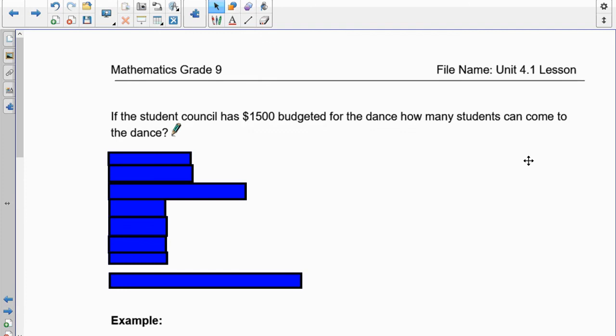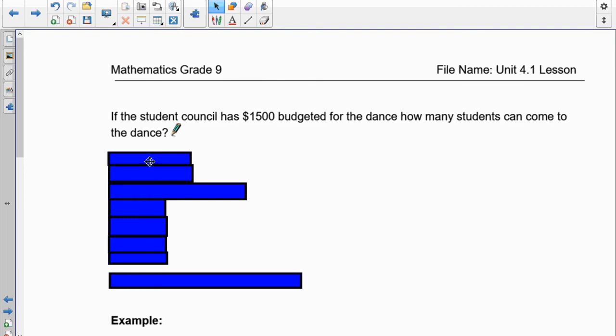Now, if the student council has budgeted only $1,500, now this is a new part, a new example, okay? Then how many students can come? They said to the DJ, okay, we only have $1,500 for our dance. And the DJ can then say, okay, fine, I'll come in, I'll set up and then you can let in this number of students. So what you need to tell me is what number of students can come if they only have a budget of $1,500. All right, so stop the recording and figure this out.